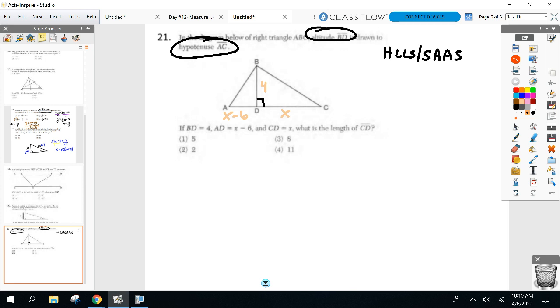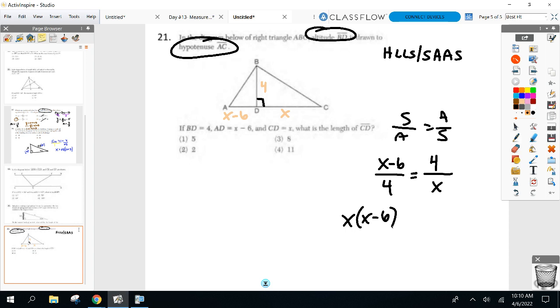Okay, we're done talking. Which one do I have to use? The only one that has altitude in it, right? SAS. All right. S for segment, one of them, x minus 6. A for altitude. What about the other A? Right, there's only one altitude in the diagram. And then same segment or different? So there's SAS set up. Oh boy, I know why we didn't like this, right? Cross multiply.